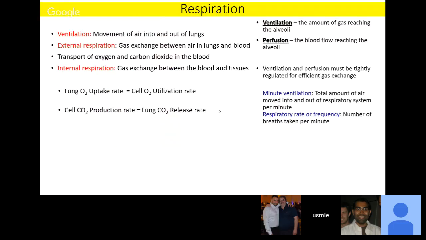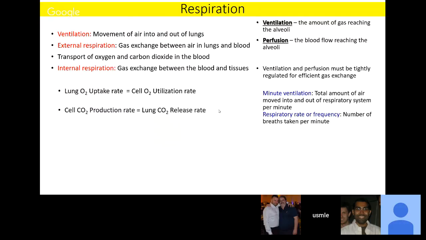Definitions: ventilation is the movement of air. External respiration is any gas that comes from outside. Transport. Internal respiration is between the blood and tissue. So remember that the lung oxygen uptake rate is the cell oxygen utilization rate. The more metabolism increases, the higher the oxygen uptake is going to be. The cell CO2 production rate is going to depend on the lung CO2 release rate. So the higher your metabolism, the more you're going to hyperventilate and release the CO2.